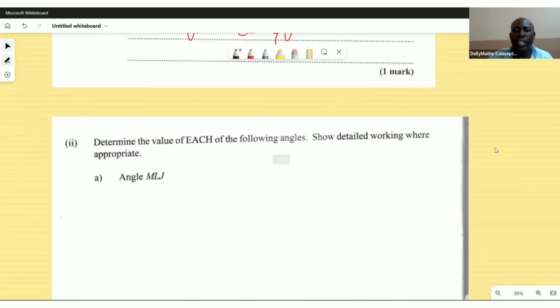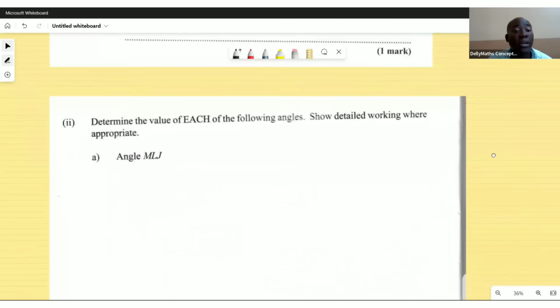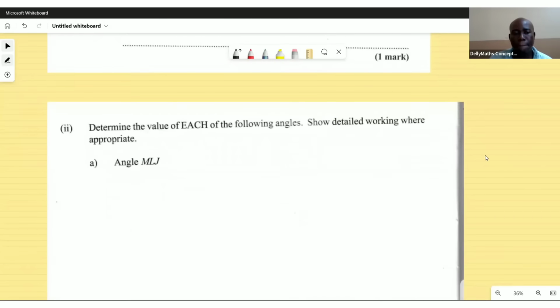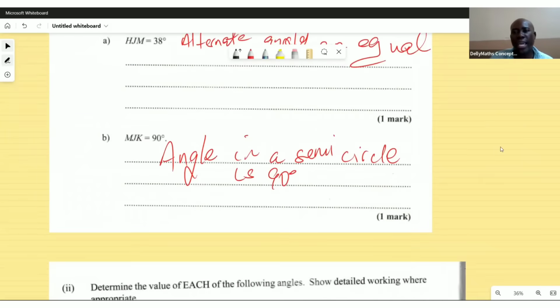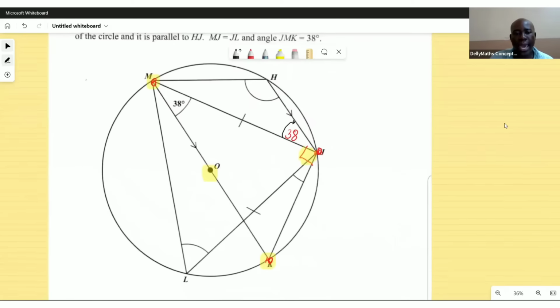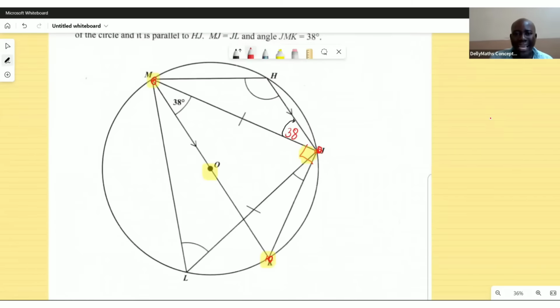It says determine the value of each of the following angles. Show detailed working where necessary. So we were not asked for reasons, just detailed working where necessary. So MLJ is already highlighted for us. We need this angle right here. MLJ. So take a good look at MLJ. We're going to notice something here.